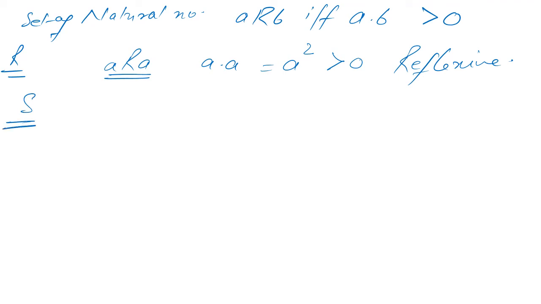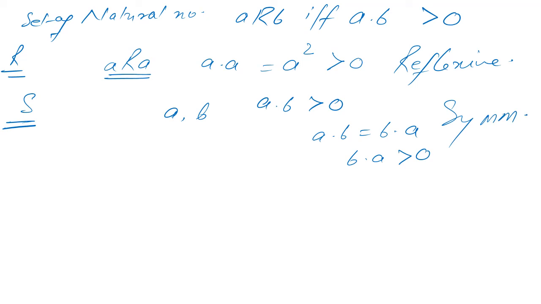If I check for symmetricity, if I have two numbers A and B, and if I say A dot B is greater than 0, as we know that the multiplication of natural numbers is commutative and A dot B is equal to B dot A, so obviously B dot A will also be greater than 0. So this is a symmetric relation.